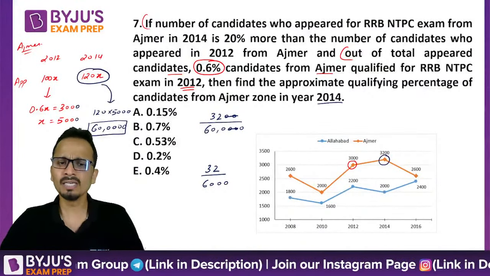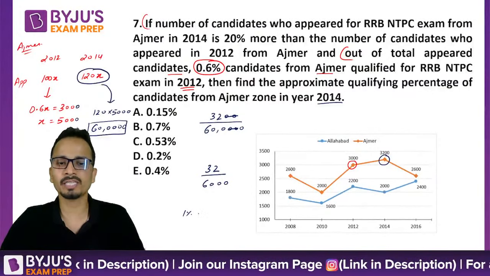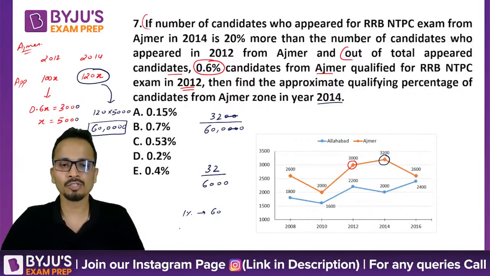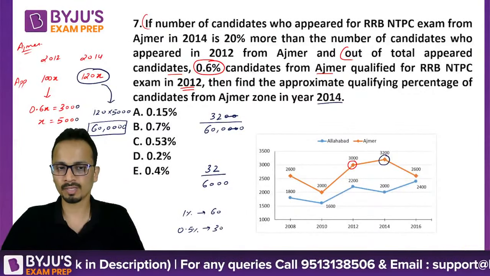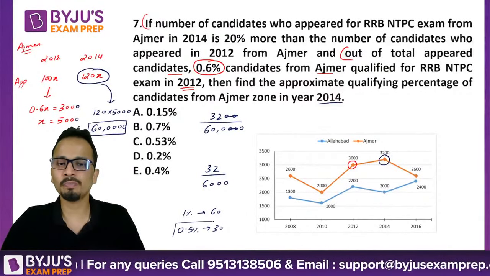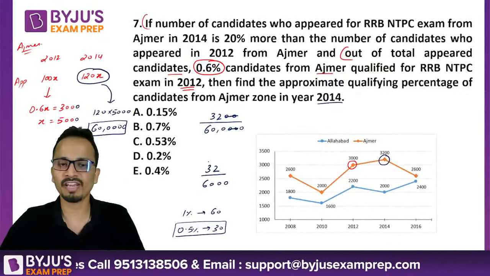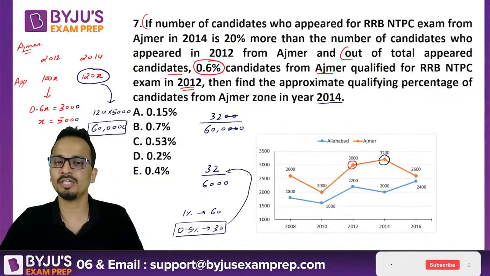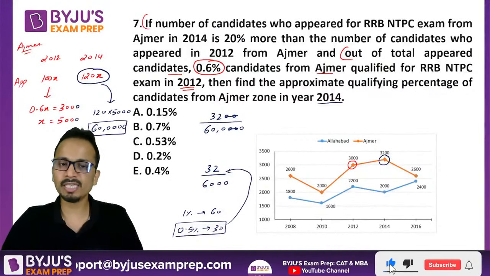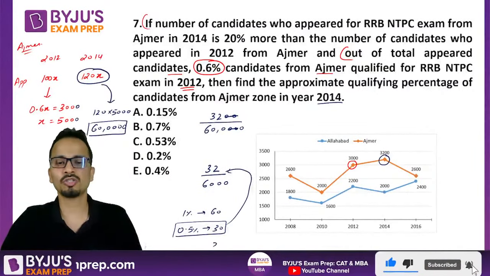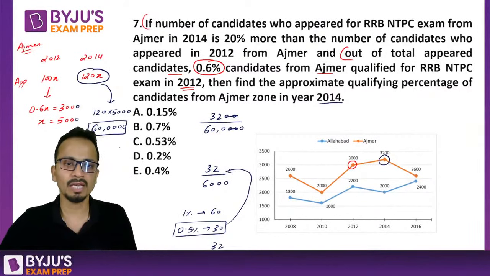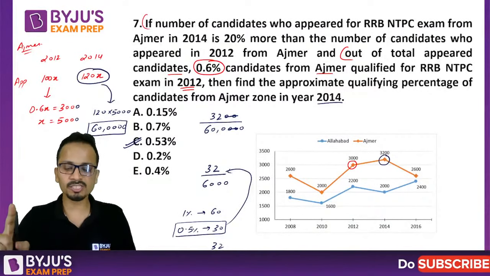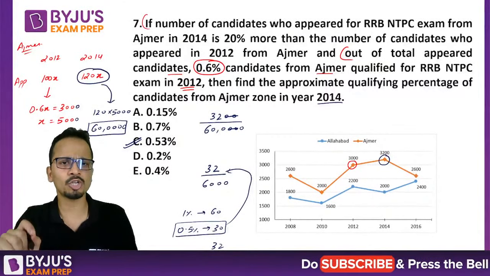Now, how much will 1% of 6000 be? It will be 60. So 0.5% will be equal to 30. Okay, so my answer should be a little bit more than 0.5% because I want 32. So 30 is 0.5%. So 32 will be slightly above 0.5%. And now I can mark option C as the correct answer based on approximations.